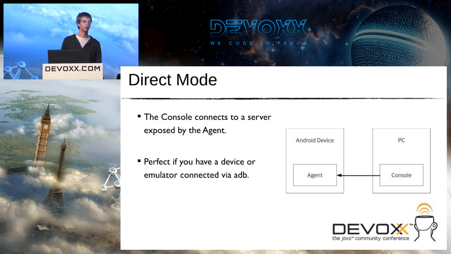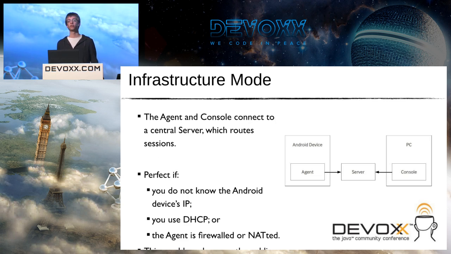We also support infrastructure mode from Mercury version 2, which allows both agents and consoles to connect to a central server, which is perfect if you don't have an ADB connection. Maybe your mobile phone is connected through a wireless internet connection and you don't know its IP address, or its IP address keeps changing because you use DHCP. And it will also allow you to traverse firewalls and NATs.